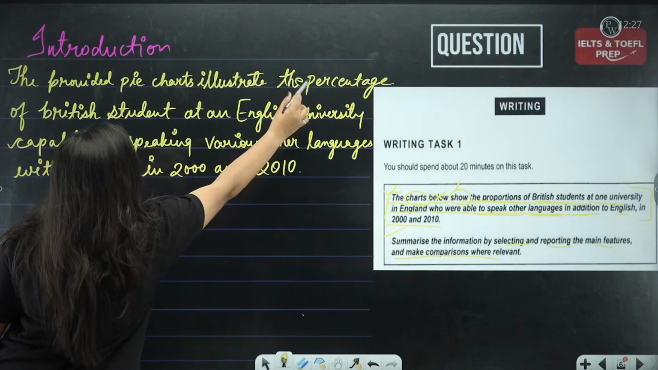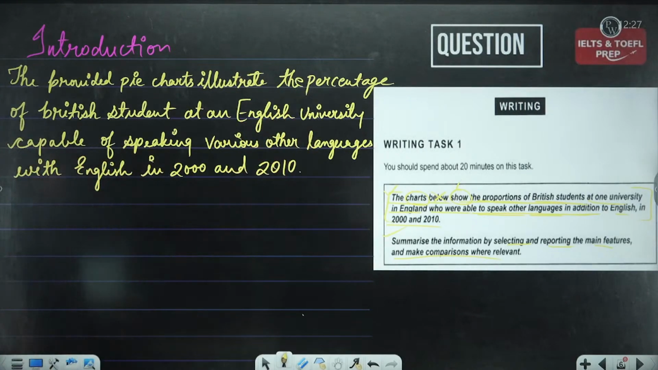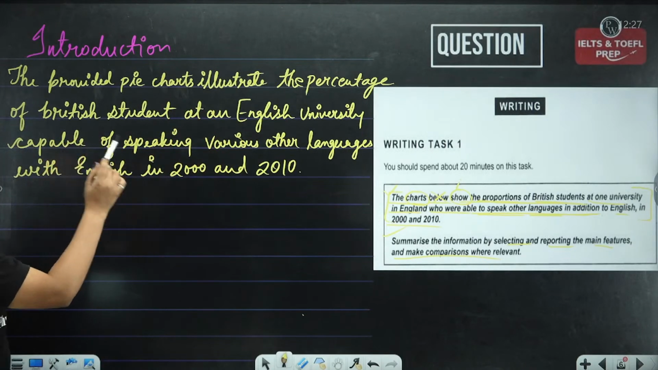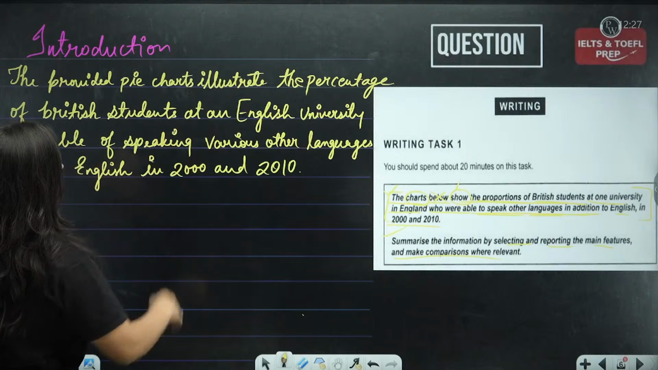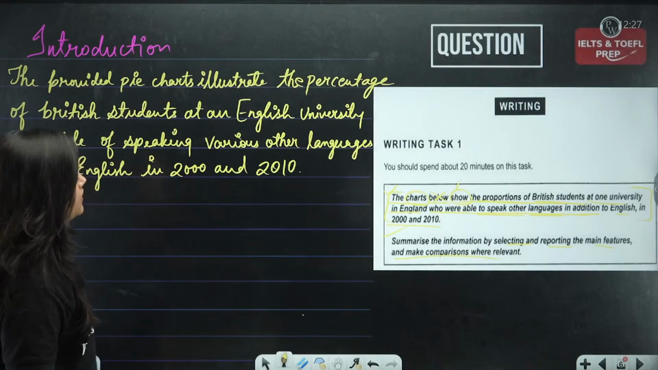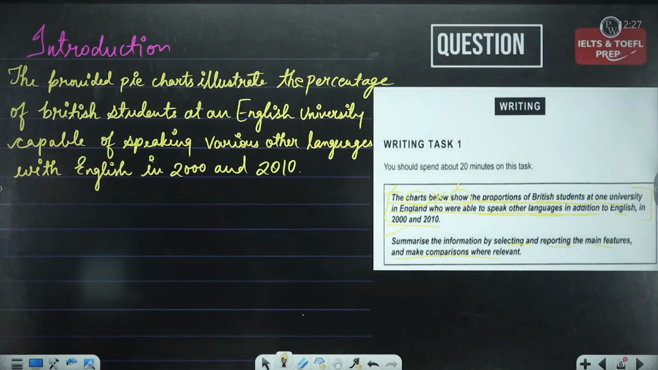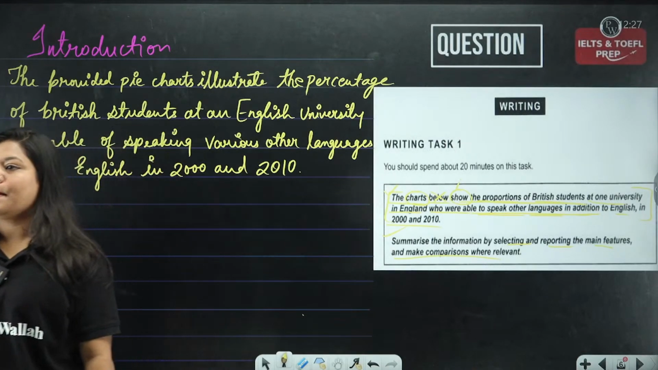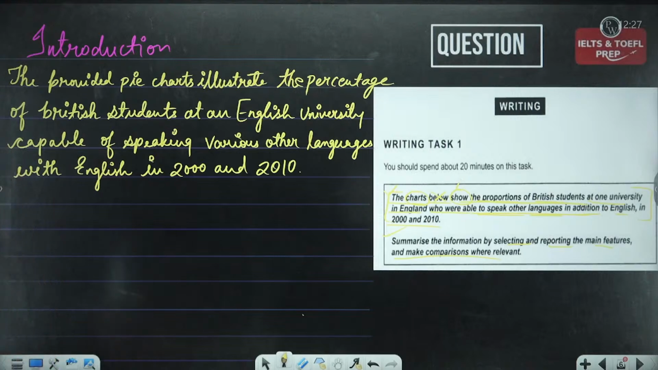You're not telling me that the spelling is wrong. The provided pie chart illustrates the percentage of British students at an English university capable of speaking various other languages with English in 2000 and 2010. Is it clear? Any doubt? Come on, be quick. I cannot see any comments out here.